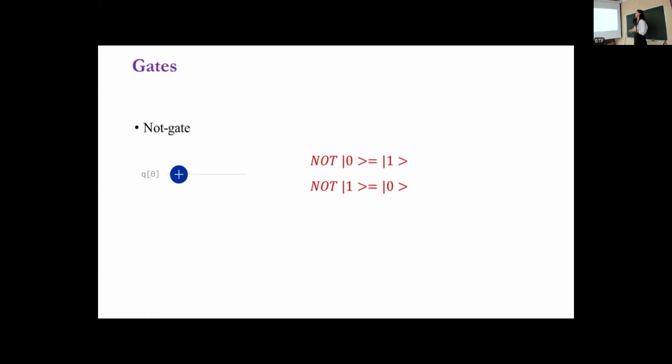So we consider different gates. The simple case of a quantum gate is the NOT gate. The action is very simple. We act with the NOT gate on the 0 state, and we obtain the 1 state. And the opposite situation we obtain in this case.